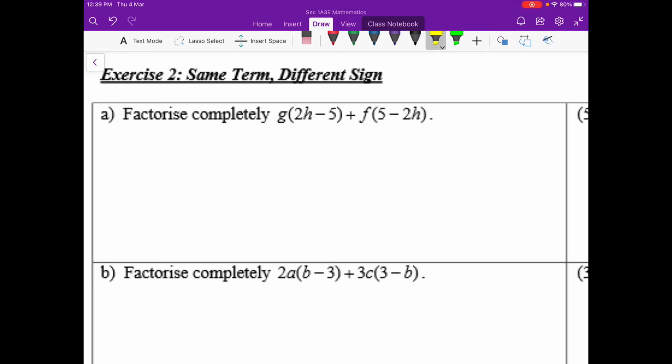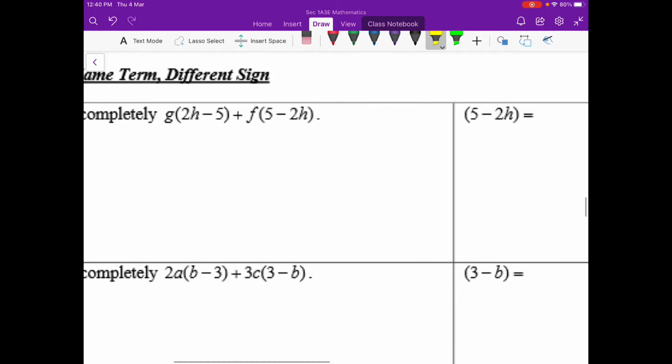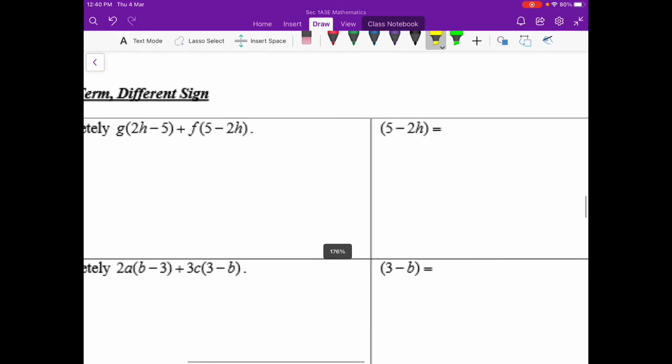How are they different? The sign is different. It is completely opposite. I have positive 2h but negative 2h here. I have negative 5 but I have positive 5. It is completely the opposite. So they have a relationship and I need to be able to change it.